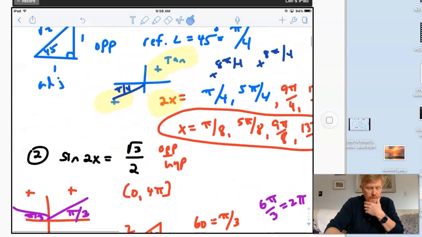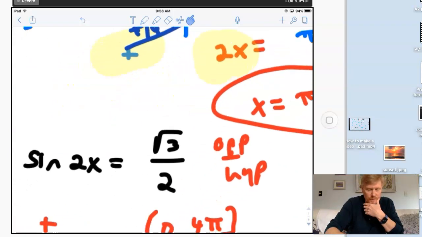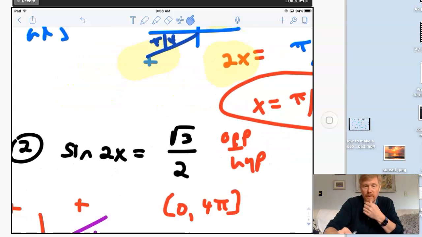Next one. Sine of 2x equals 3 pi over 2. So same thing. Usually I'd go 0 to 2 pi. This time I'm going to double it because I have that 2x in there, okay?